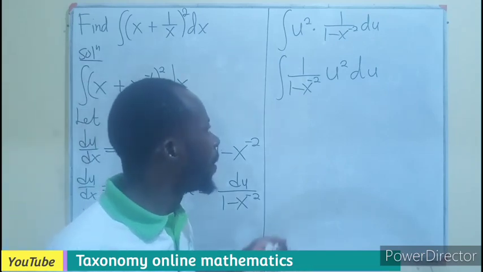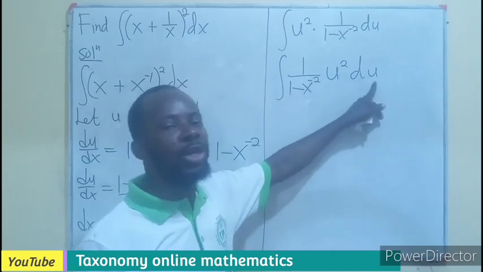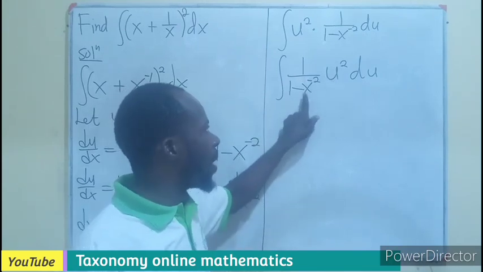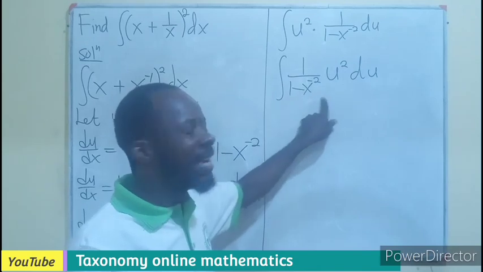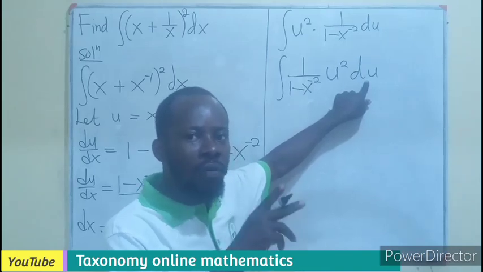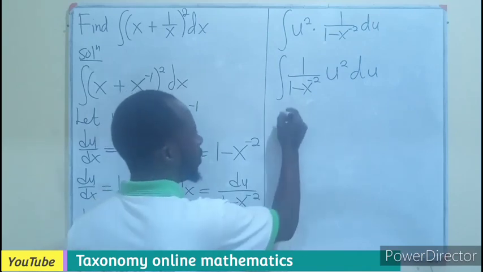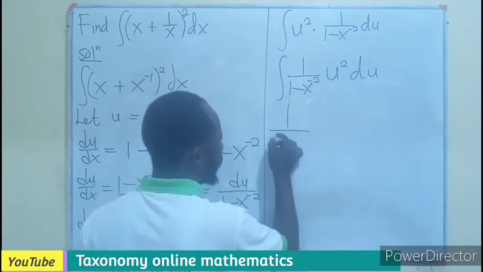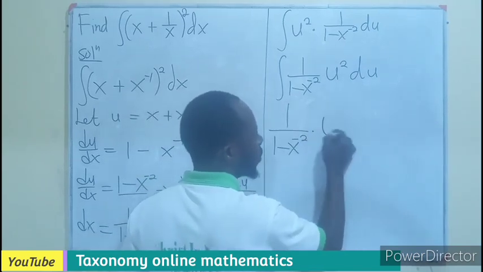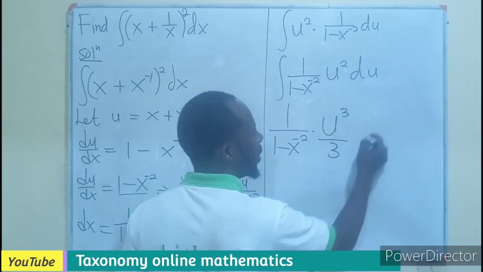Now there is something wrong here, because even if I have so many variables here, the differential du is telling me to integrate only the u function. Even though I have an x function, I cannot integrate the x function, because the du tells us to integrate only the u function. So we ignore the x and perform our integration. This is going to be 1 over (1 - x^(-2)) multiplying u. If you increase the exponent, we have 3. We divide by the 3.